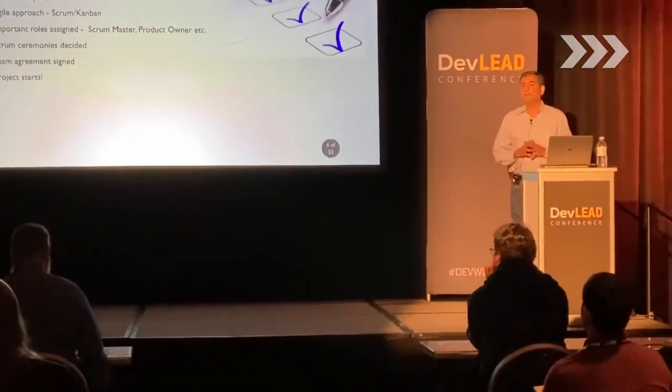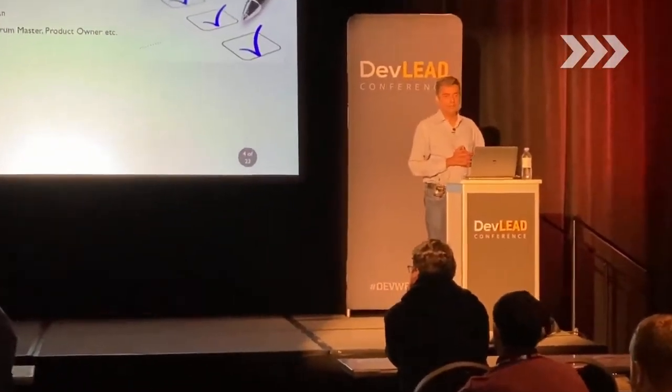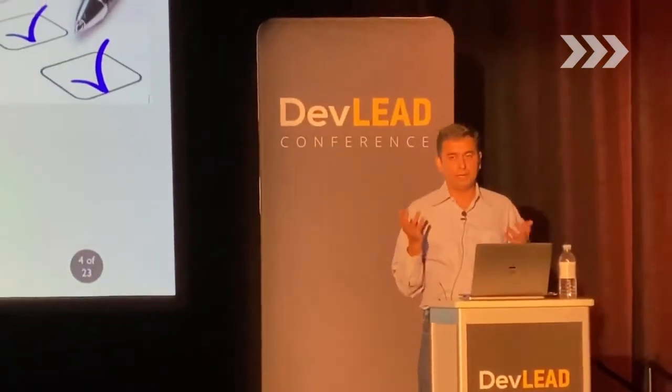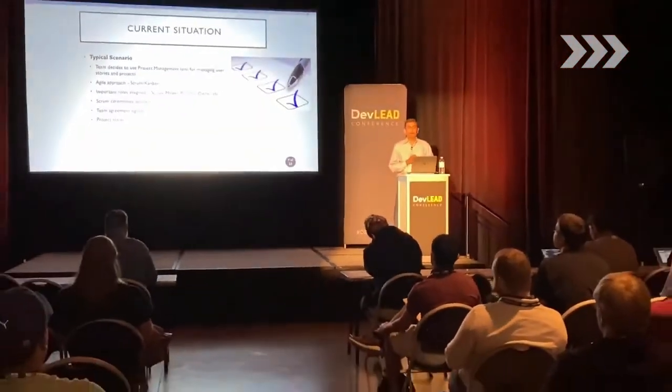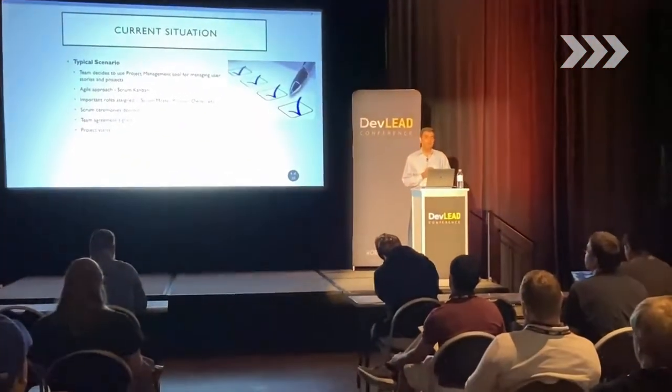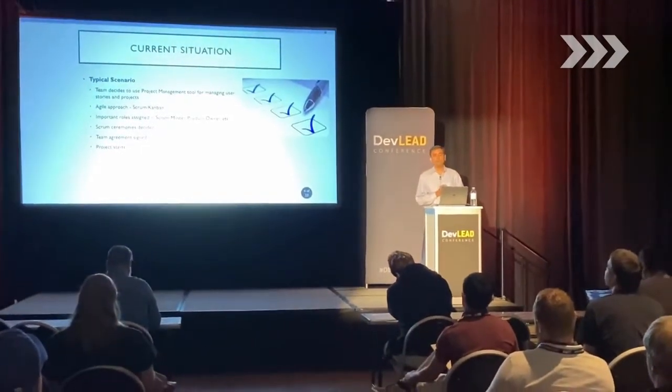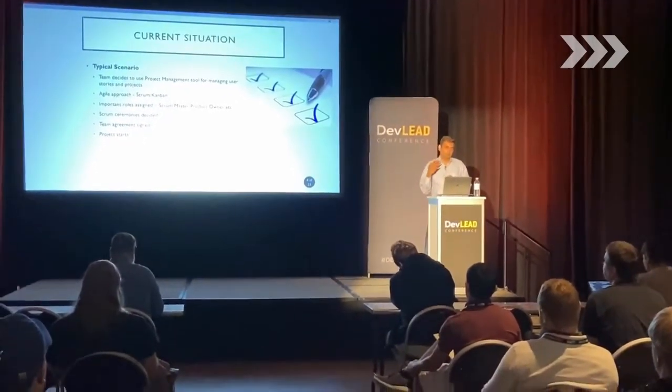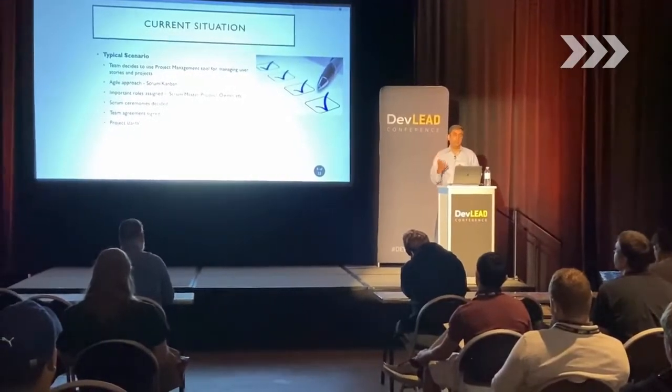So here I'm going to talk about a typical scenario when a project starts. Whenever a new project starts, a team decides on a project management tool, right? It could be Jira, it could be Rally, and then they decide how they are going to use it for managing their user stories, their product backlogs, their releases, their sprints. They also decide what's going to be their development principle. So if they are going with Agile, what form of Agile? Is it going to be Scrum? Is it going to be Kanban? Is it going to be Scrumban?